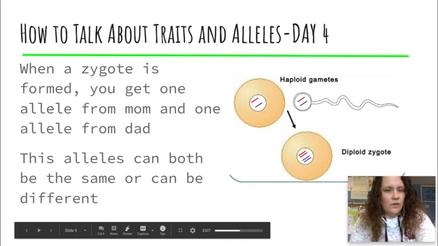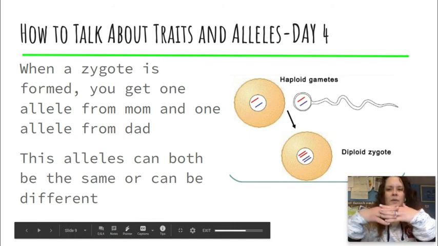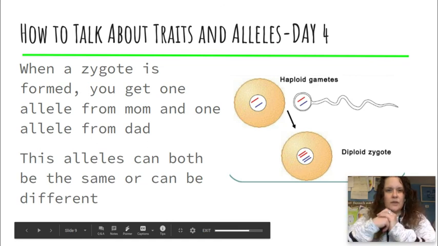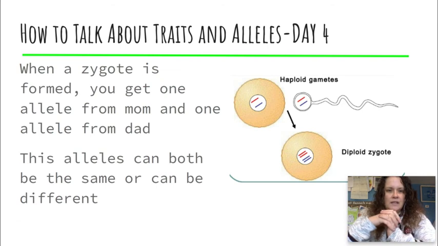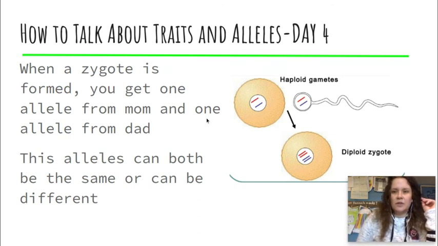So when a zygote is formed, and remember a zygote is after the sperm and egg meet, then the zygote is created. You get a set of alleles and traits and genes from your mom and a set of them from your dad. These alleles can be the same sometimes, but most likely they'll end up being different because your parents are two different people.